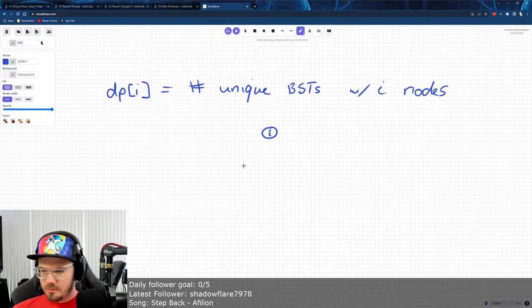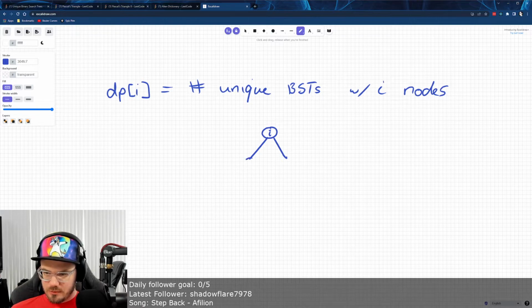We can make a little dp of I. Now, if dp of I is the parent, then we're going to have some sort of subtree on the left side, and we're going to have some sort of subtree on the right side. Now, the subtree on the left side could have 0 nodes, which means the subtree on the right side has to have I minus 1 nodes, right?